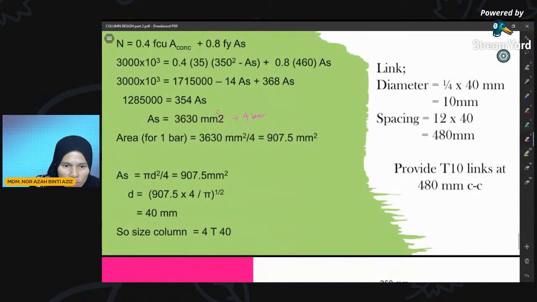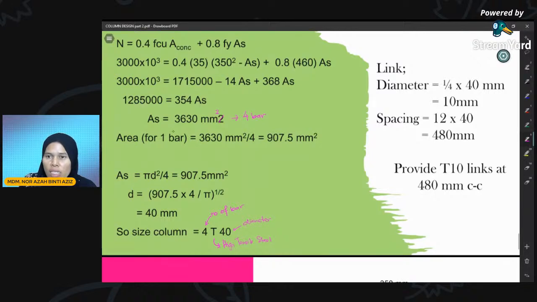4 refers to the number of bars. T refers to high tensile steel used. And 40 refers to the diameter of bar. Your final answer should be like this: 4T40. So the next question is we calculate the diameter of link and also the spacing.